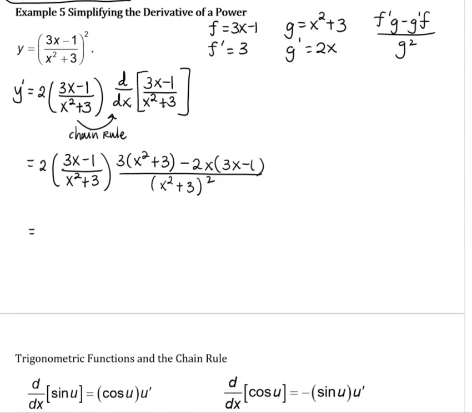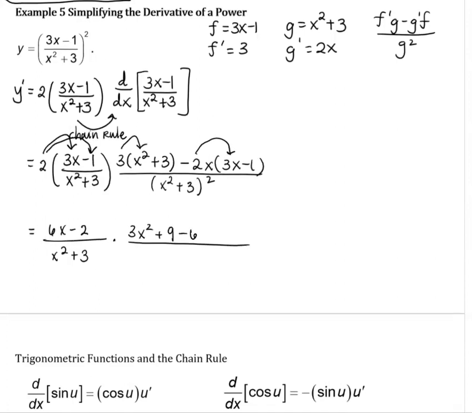And now it's a matter of us simplifying. I'm going to begin by distributing this 2. And then in the second fraction, we will distribute this 3. And we will distribute this negative 2x. Our denominator stays the same. I'll go ahead and combine like terms in this fraction here and multiply straight across the top and straight across the bottom.